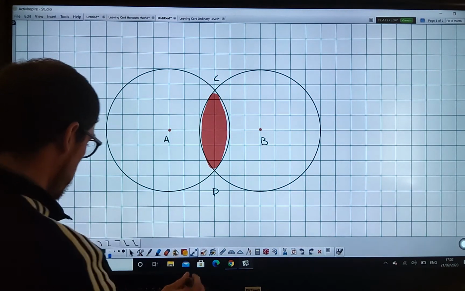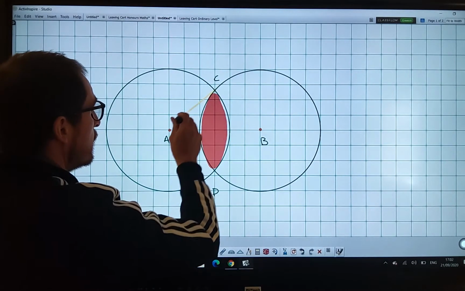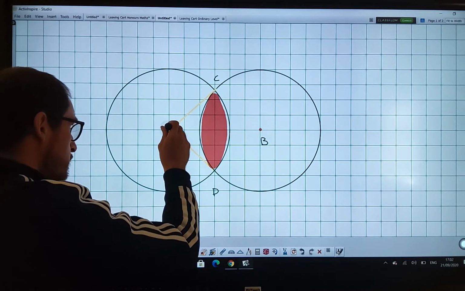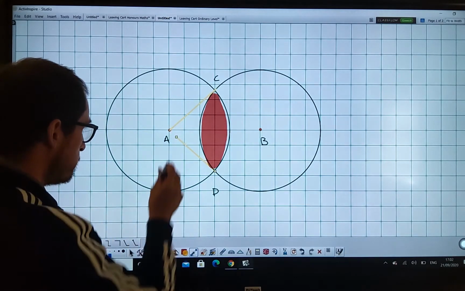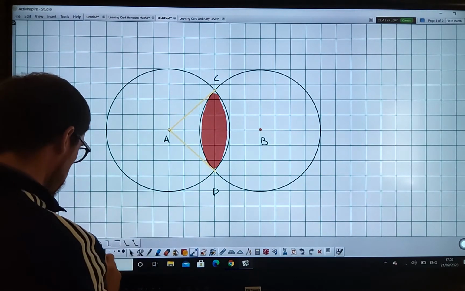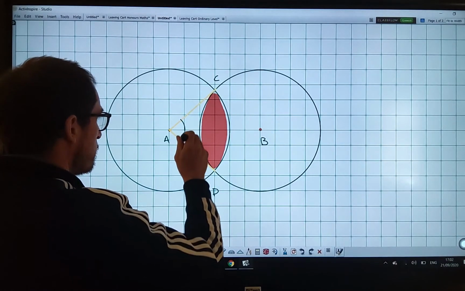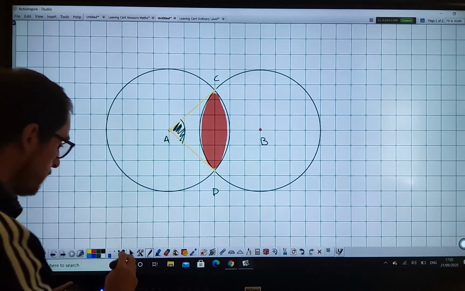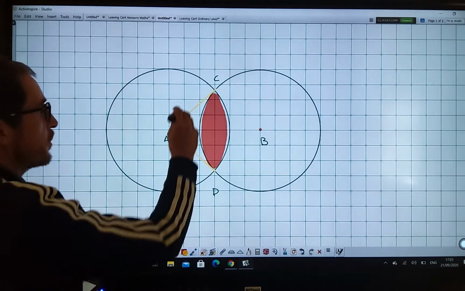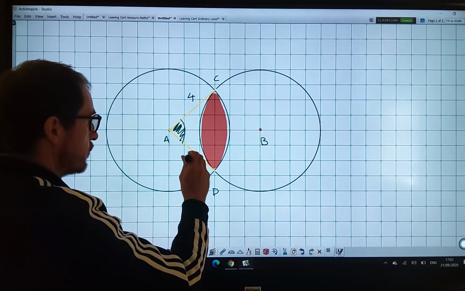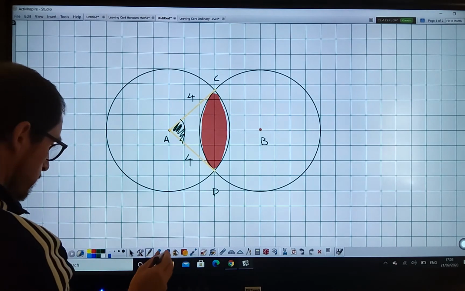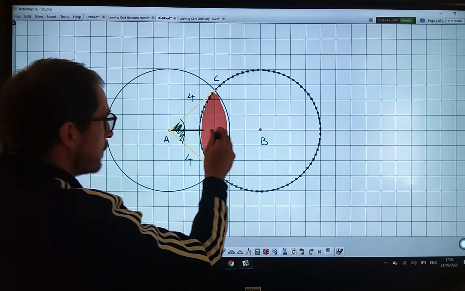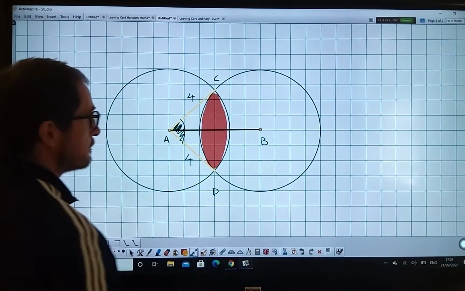So if we were to join up, if we were to do this here as follows, if we were to make two lines like that, basically you're asked to get this angle here. So that's what we're looking to get. Now, it tells us that the radius of the circle is 4. So that's 4 and that's 4. It also tells us that this distance here between them is 6.